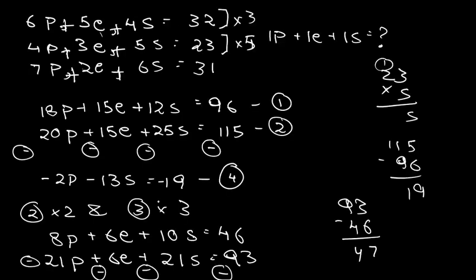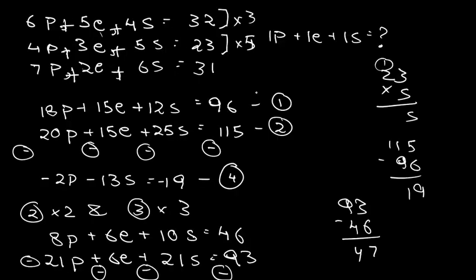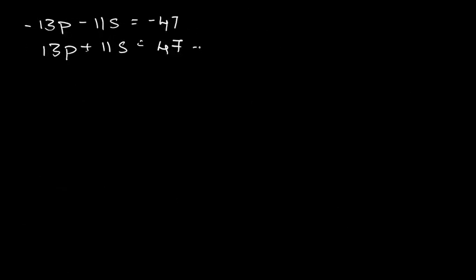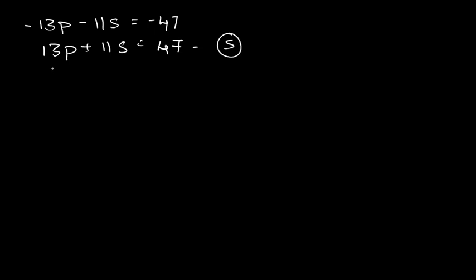Now we are having two linear equations in two variables. The first one is this, the second one you can consider as equation number 5. The fourth one being what? It is equals to 2p plus 13s is equals to 19.